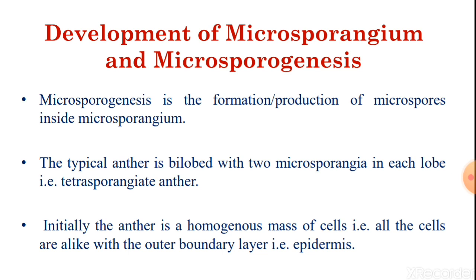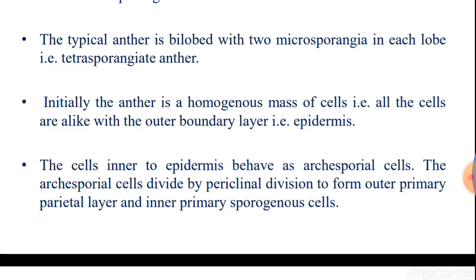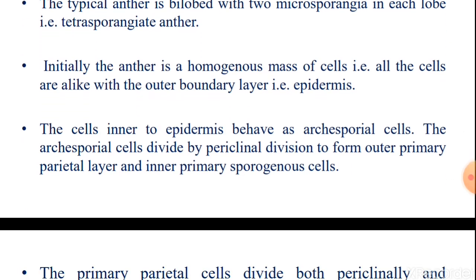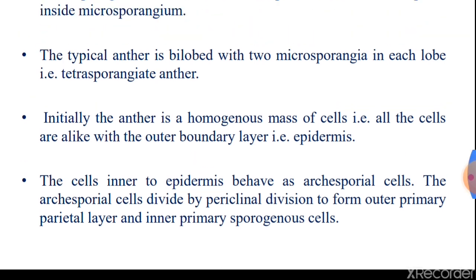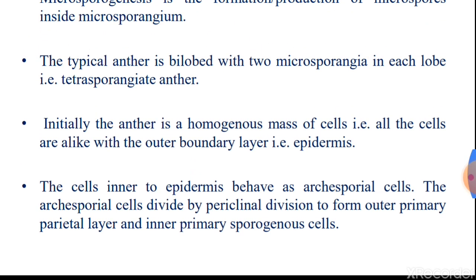The typical anther is bilobed with two microsporangia in each lobe, that is tetrasporangiate anther. Initially, the anther is a homogeneous mass of cells, that is, all the cells are alike, with the outer boundary layer, that is epidermis. The cells inner to epidermis behave as archisporial cells. The archisporial cells divide by periclinal division. Periclinal division means the division which is parallel to the periphery.